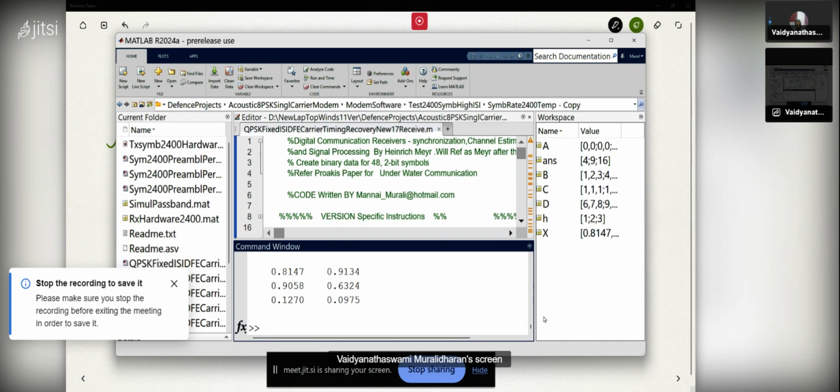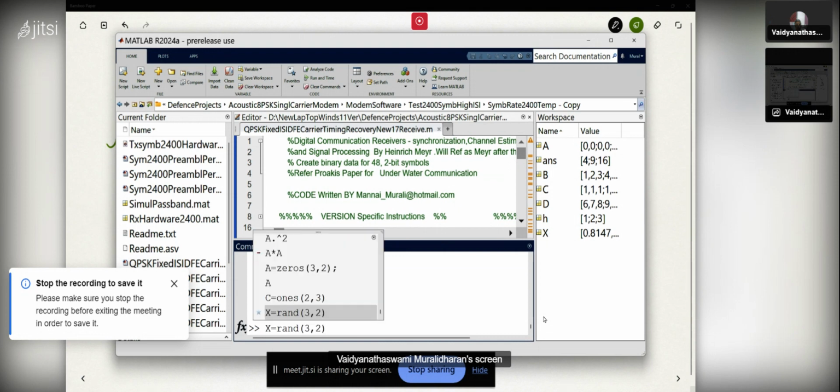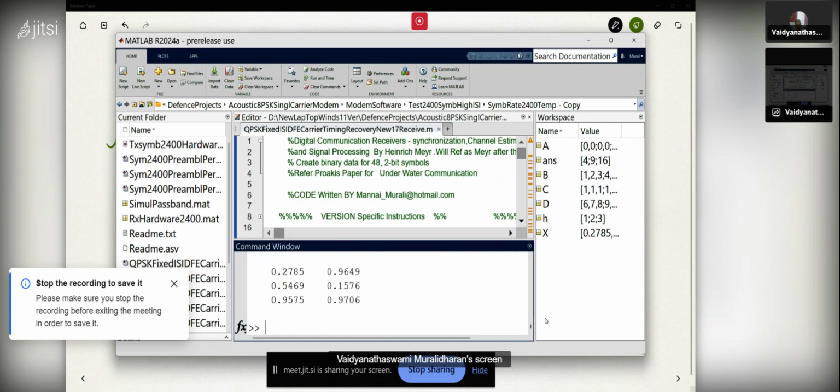I will give the same thing again actually. It will not be the same actually. The first time I got 0.81. Here I got 0.27. So both are different actually. Each element is different actually. So each time you run, you will get different random numbers actually. All random numbers will be between 0 and 1.